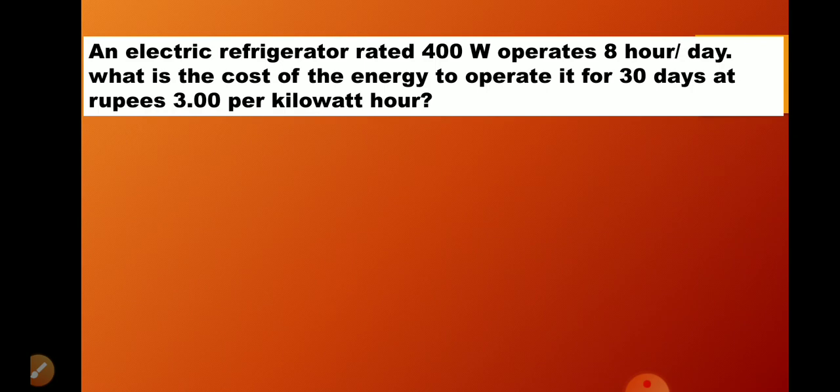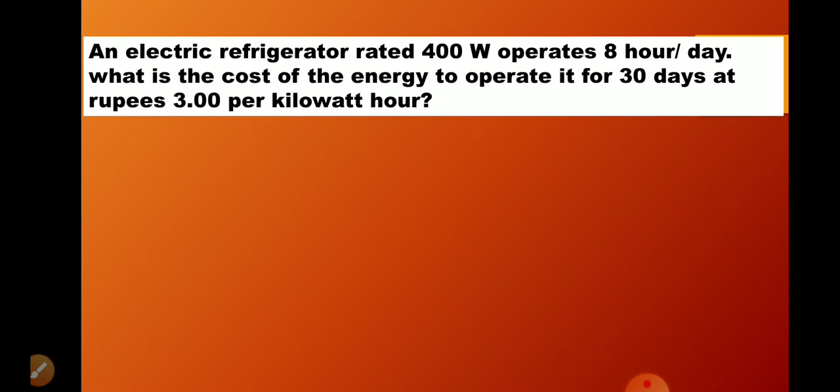Now let us solve another problem. An electric refrigerator rated 400 watt operates 8 hours per day. So there is a refrigerator whose power rating is 400 watt. It is going to operate for 8 hours per day, so each day it is on for 8 hours. What is the cost of the energy to operate it for 30 days?